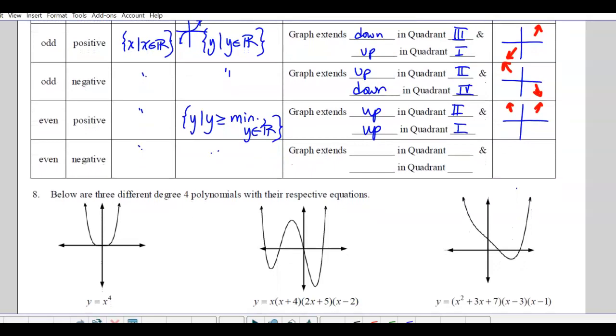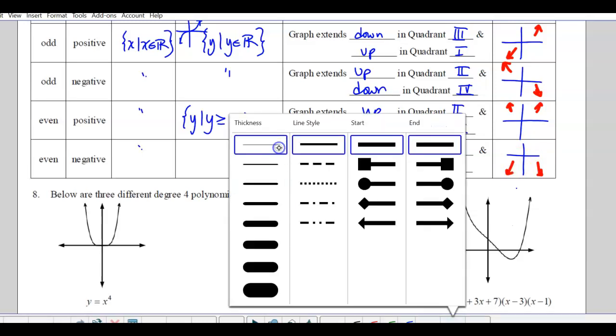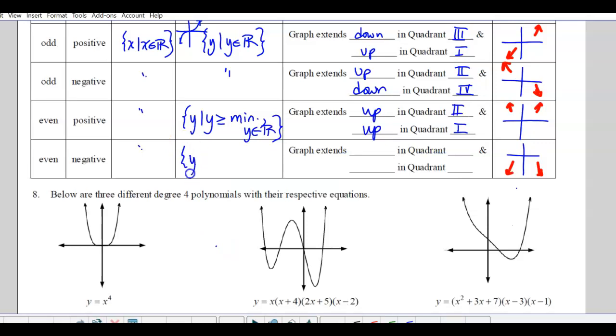Okay, and then the opposite is for negative. So that would have your ends both going down. So your range would be y less than or equal to the maximum value. And these are both going to be down. And that's quadrant 3 and quadrant 4.